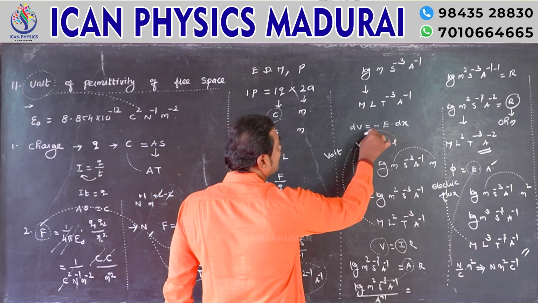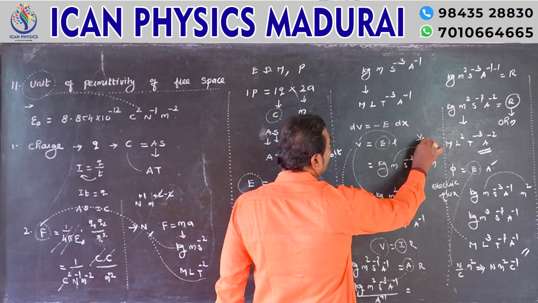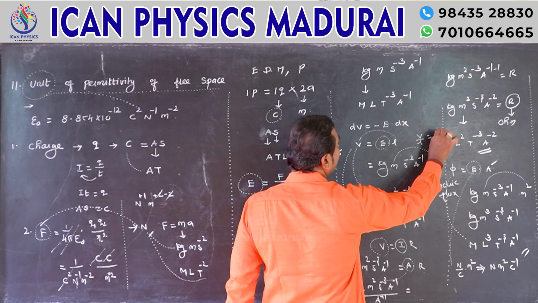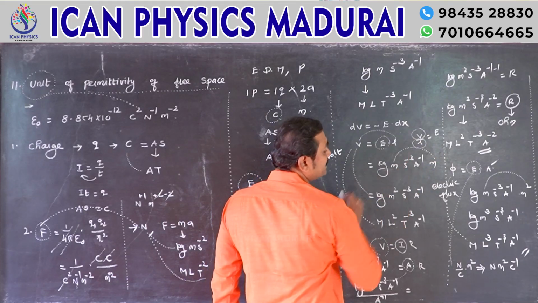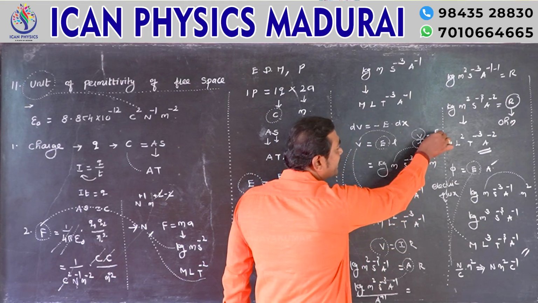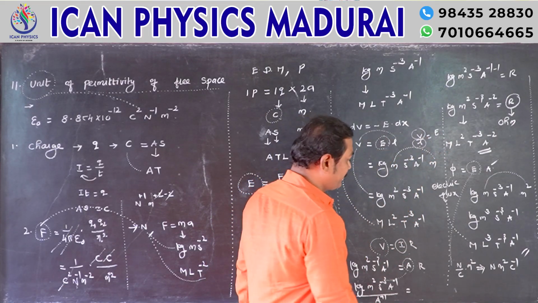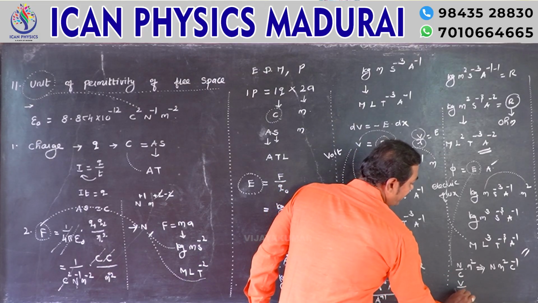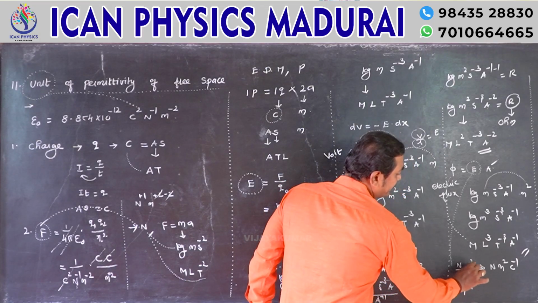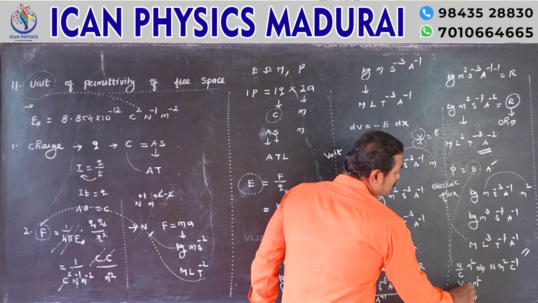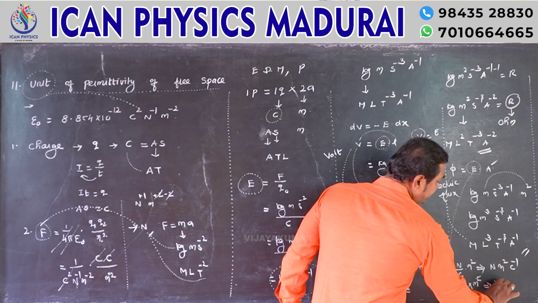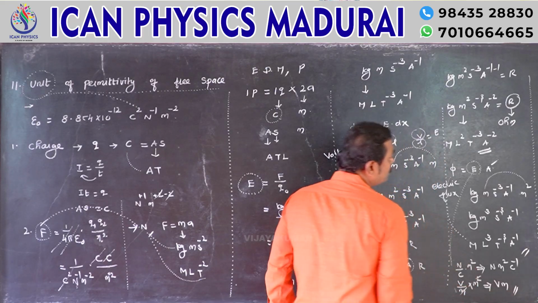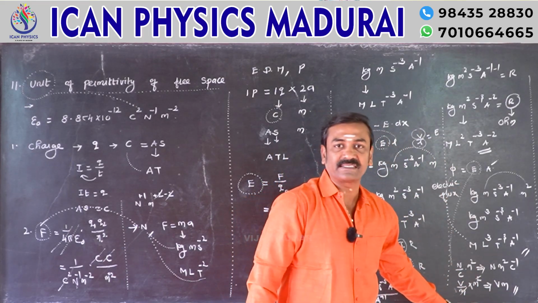So the multiplication L comes with this as division L. So V by L equal to E. So unit of potential is volt. Unit of length is meter. So volt per meter is also the unit of electric field. So volt per meter into meter square. So meter and meter square getting cancelled. So volt meter is also the unit of electric flux.